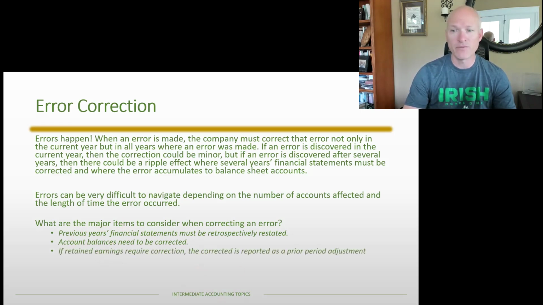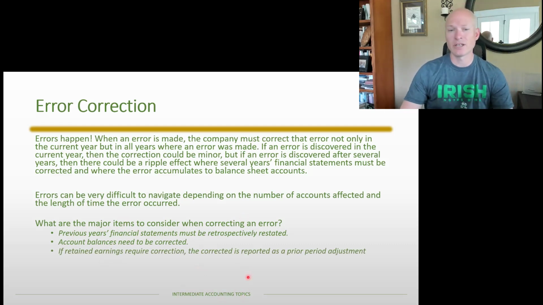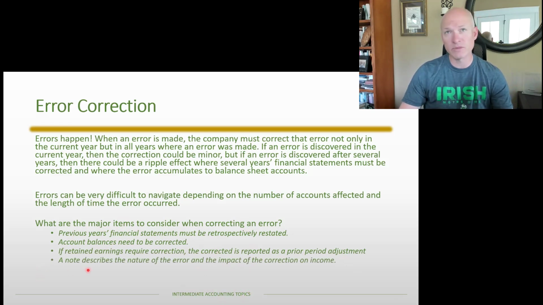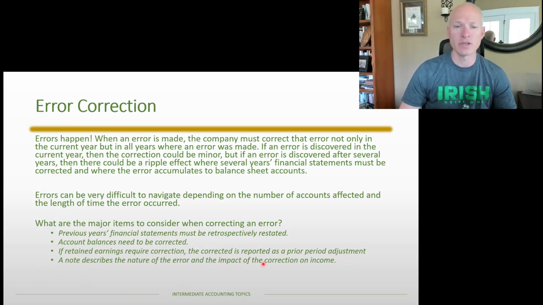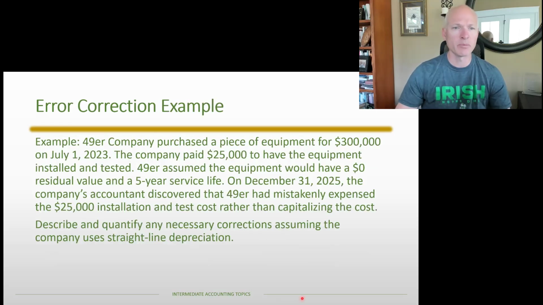If retained earnings requires a correction, just as an FYI, it is reported as a prior period adjustment to retained earnings. And then finally, you would need to describe in a note, or sometimes they'll actually do a separate press release, describing the nature of the error and the impact of the correction on income. I think let's walk through this example here.